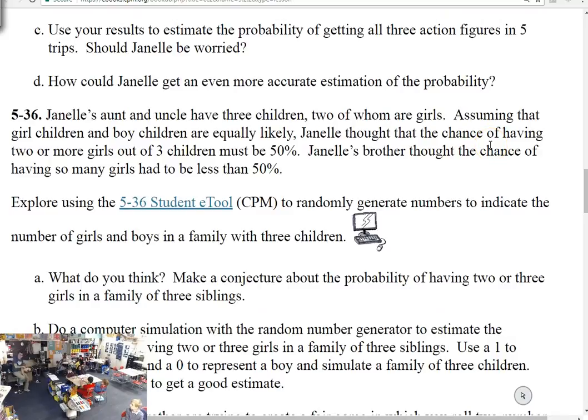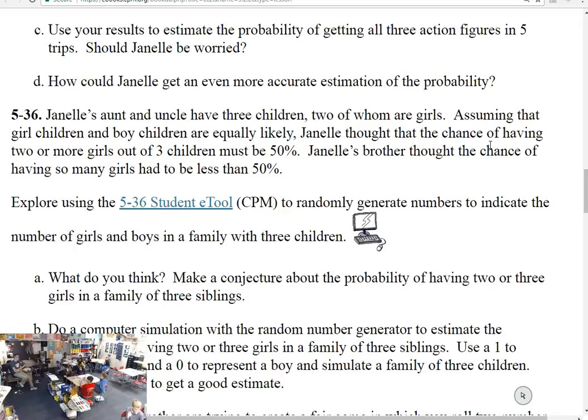Janelle thought that the chance of having 2 or more girls out of 3 children must be 50%. Wait, that's an odd statement. Let's back up. Janelle's aunt and uncle have children. 3 of them, to be precise. 2 of them are girls. Okay. 3 kids. 2 of them are girls. I mean, I was 2 boys, 1 girl, so poor sister of mine. And she was in between us. She's strong. So, Janelle, because of that, thinks the chances of having 2 or more girls out of 3 children must be 50%. That's a confusing sentence.